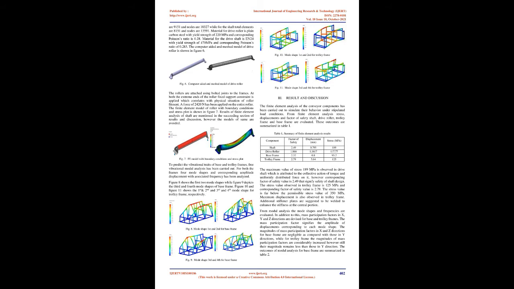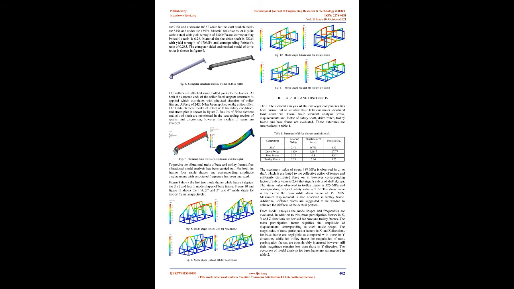For trolley frame, the material properties are same as those of base frame, the difference being the magnitude of load applied and the number of load locations. The load magnitude of 20,050 N has been applied at 30 different locations distributed equally at the load locations on trolley frame. The computer-aided and meshed model of trolley frame is shown in Figure 4.